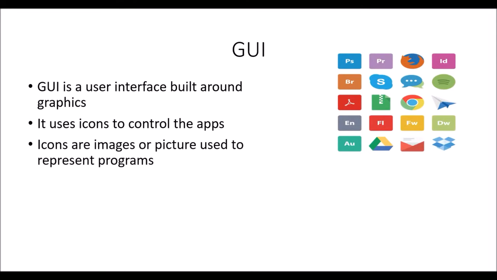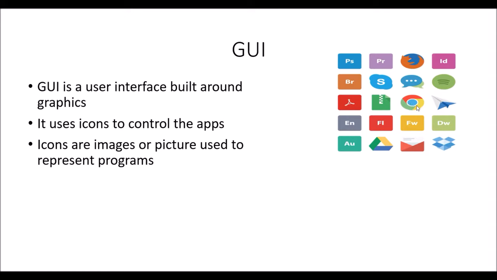Icons are images. I've seen a question before in which they ask you to define what icons are. So you just say icons are images, simple, or you say they are pictures. Then those pictures represent programs. Like this picture you are seeing, it represents Firefox, Google Chrome. This is just an icon.